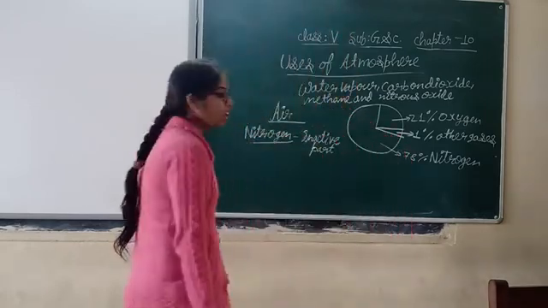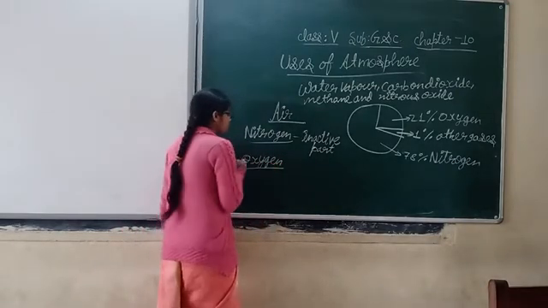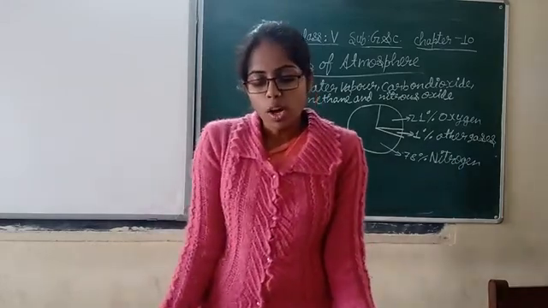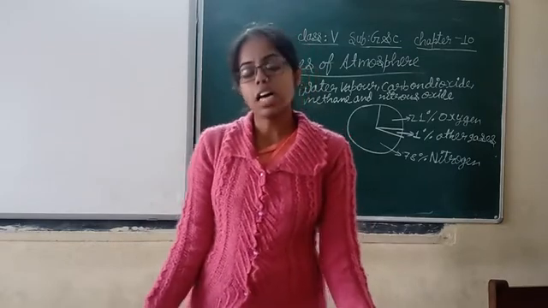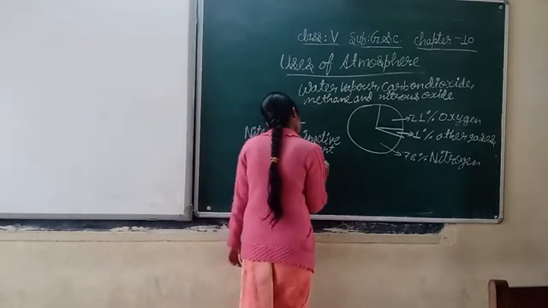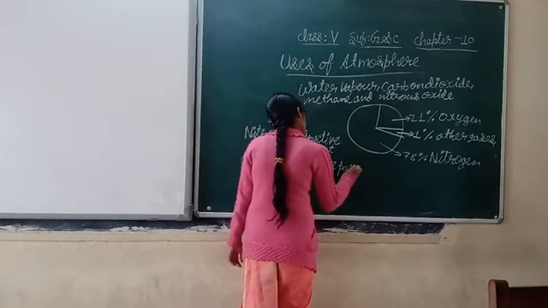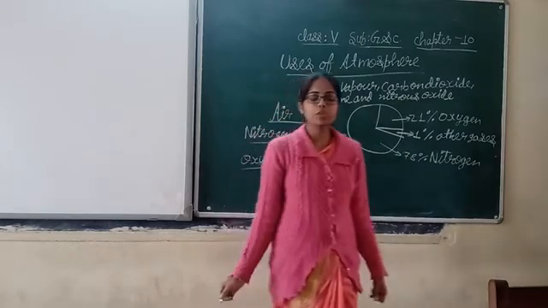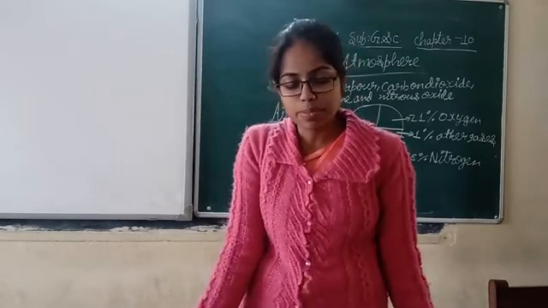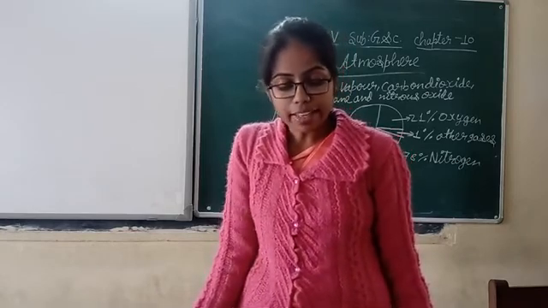Now, about the oxygen. Air contains about 21% of the oxygen gas, and it is the most active part of the air. It is used up when things burn. Also, it is used up when animals breathe in air.